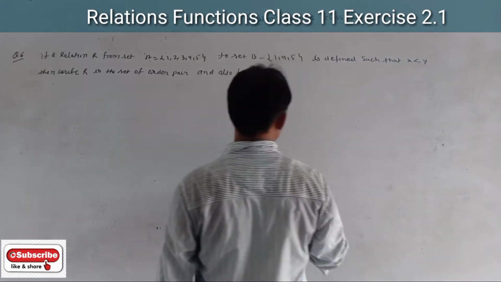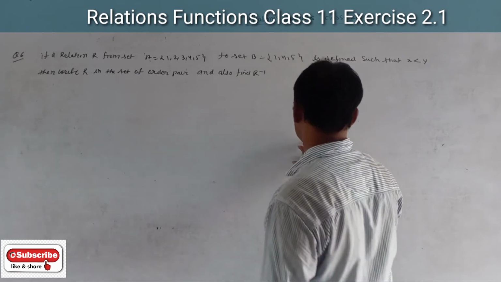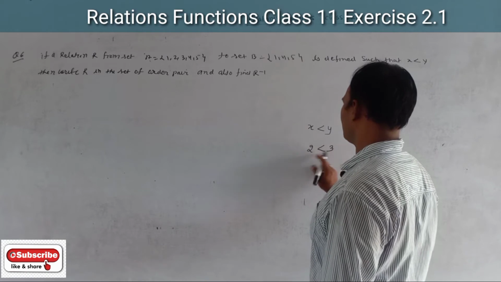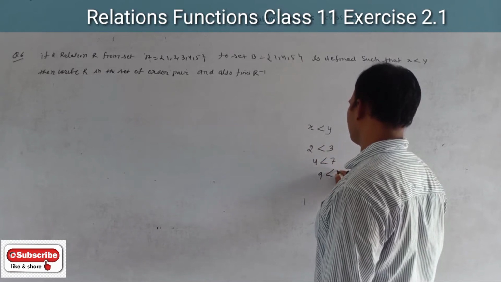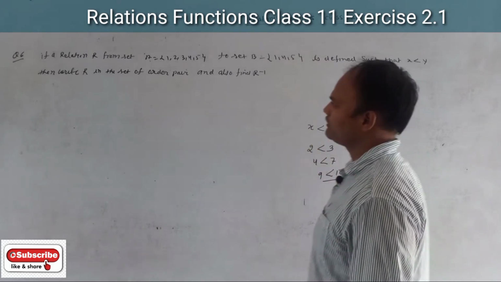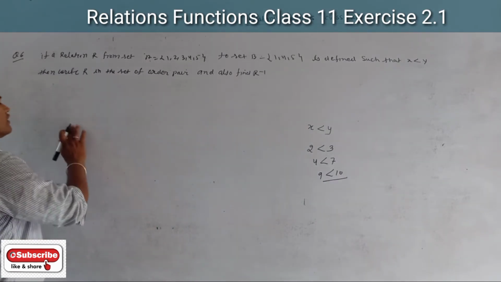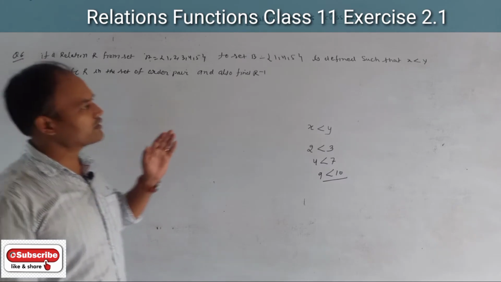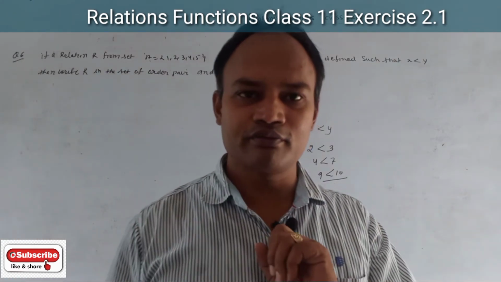Firstly, we have to know the meaning of this. When we say x less than y, it means x is less than y, like 2 is less than 3, like 4 is less than 7, like 9 is less than 10. Now we are going to solve this question. When we say x is less than y, it means in every condition x is less than y.